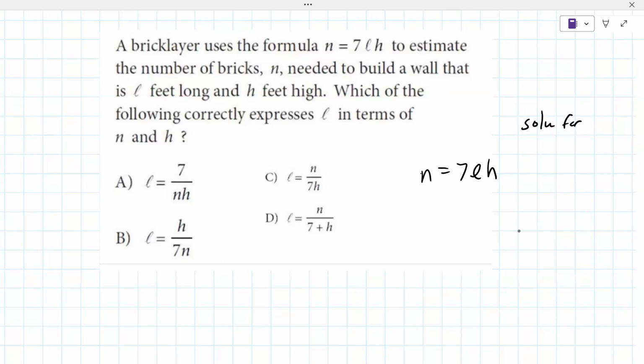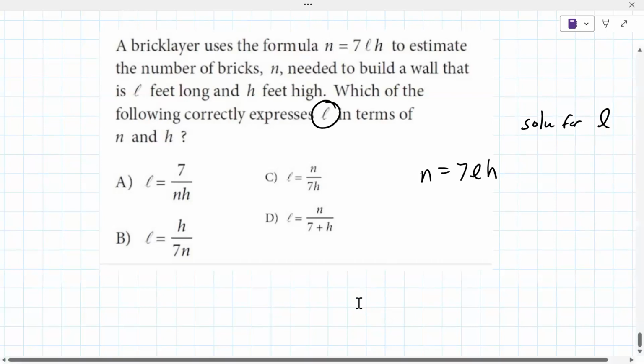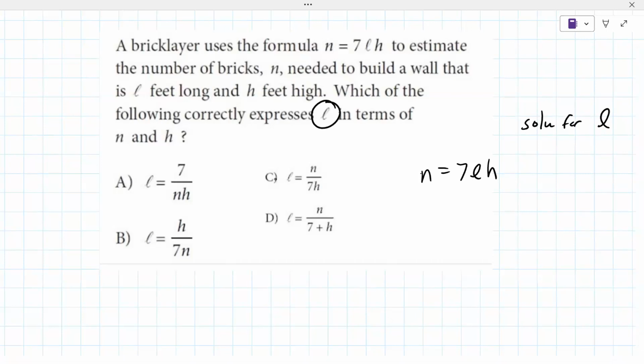Which variable are we solving for? It says you're solving for L, and all the answers are L equals. Oh wait, so you're gonna divide both sides by 7H. C. So C, there you go.